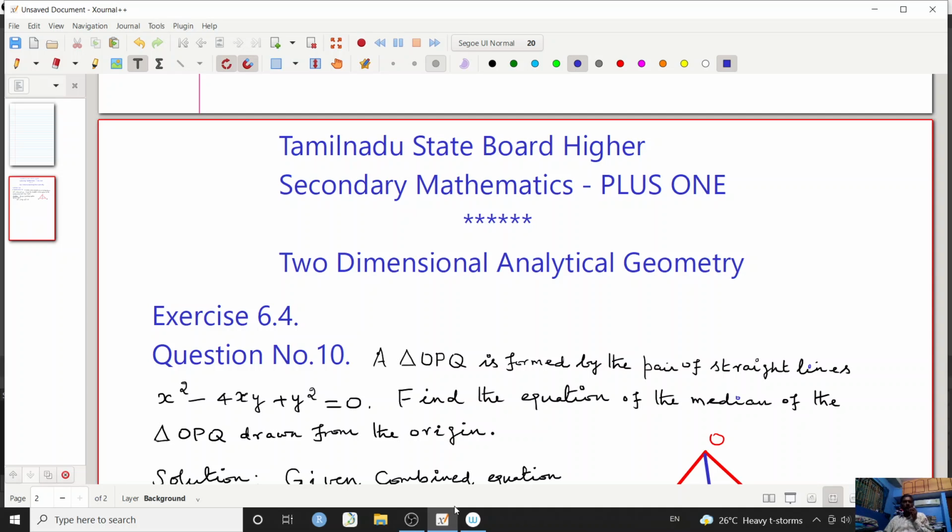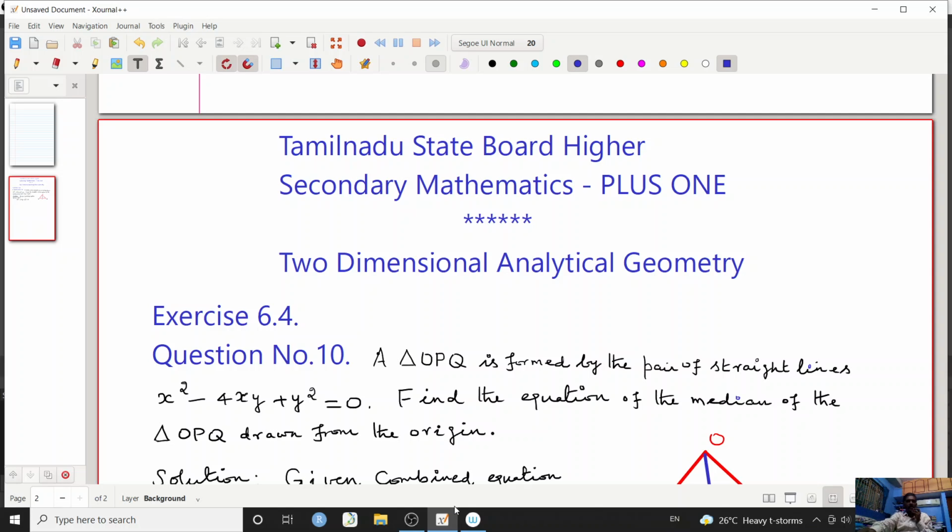Welcome to Tamil Nadu State Board Higher Secondary Mathematics +1. In this class, we are going to solve a problem based on two-dimensional analytical geometry. From exercise 6.4, question number 10, we are given the question as follows.